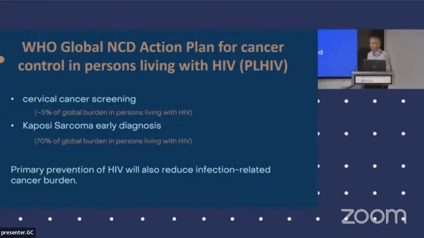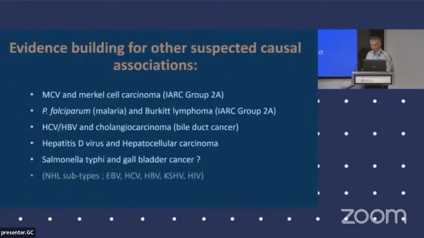Of course, primary prevention of HIV itself, which is advancing, with incidence rates of HIV decreasing all around the world, including in sub-Saharan Africa, will of course reduce infection-related cancer burden as well.